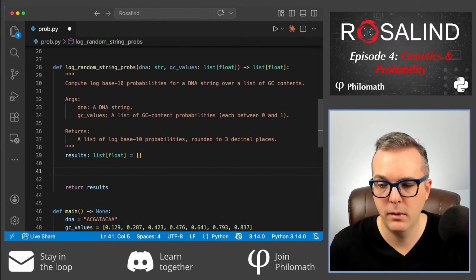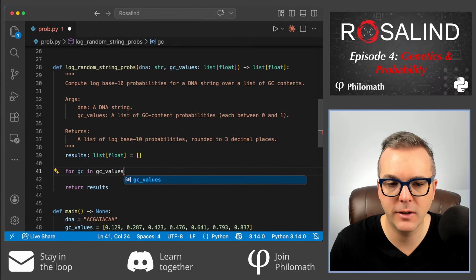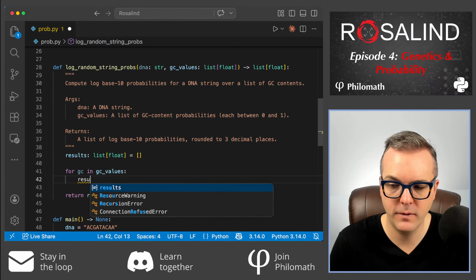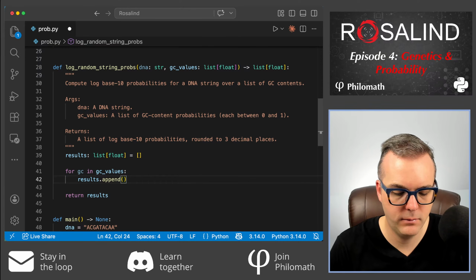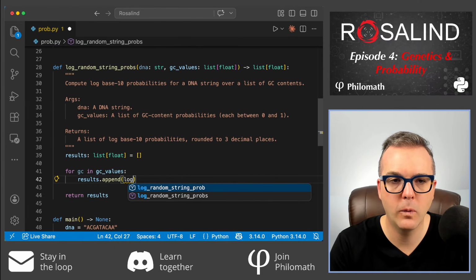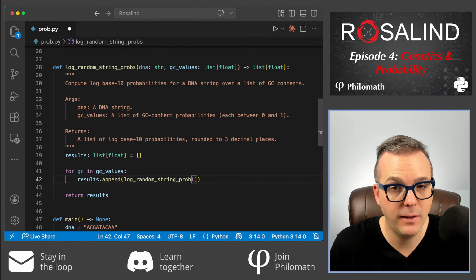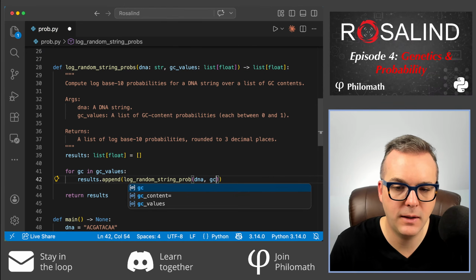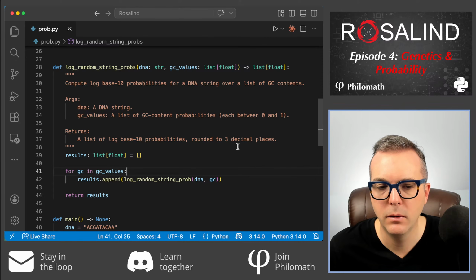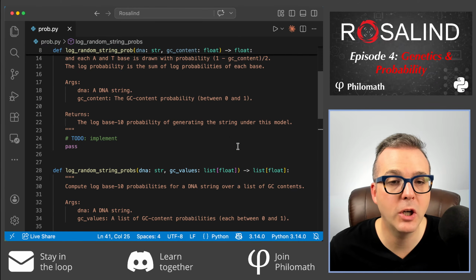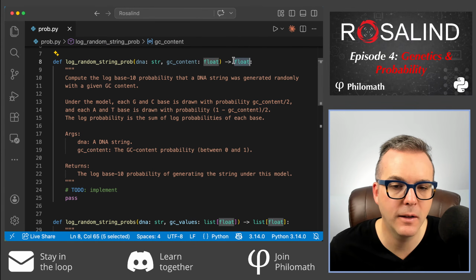And in the meantime, I'm going to say, let's range over each value in this GC values list. And then as I go, I'm going to say append the result of taking this for a single specific value. So here's where I'm going to call my subroutine log random string prob. And I'm going to give it the DNA string, and I'm going to give it the current GC content. Now, that allows me to think about just the single case of having a single string and a single GC content, and then returning the log base 10 probability that I care about.